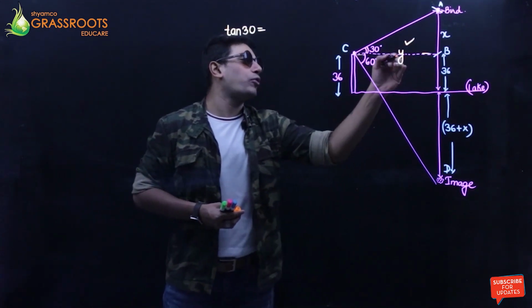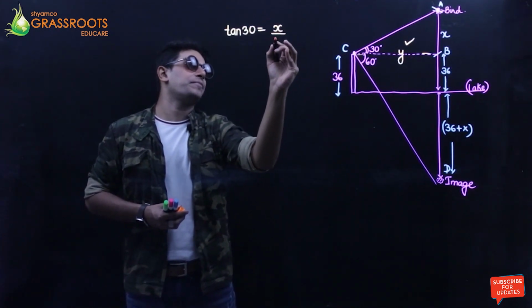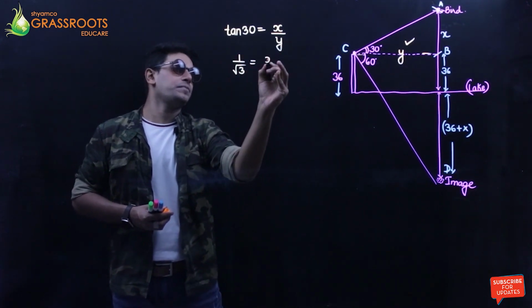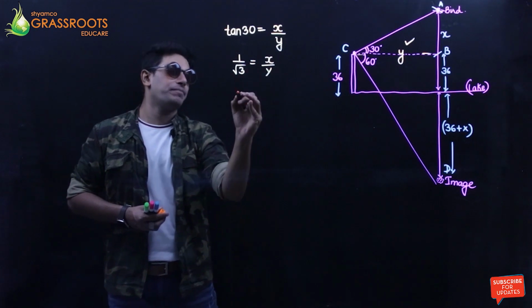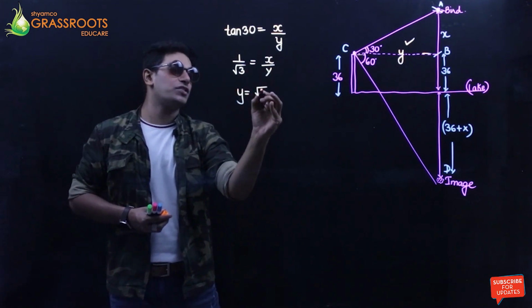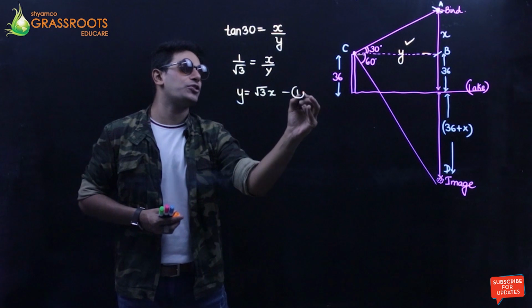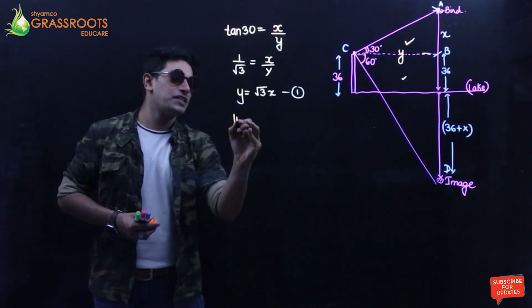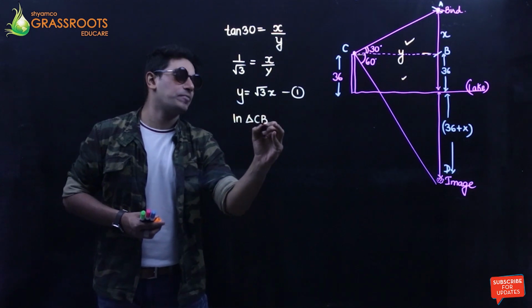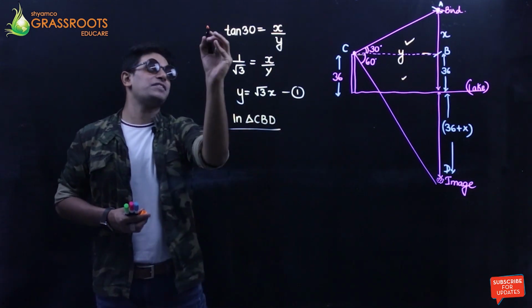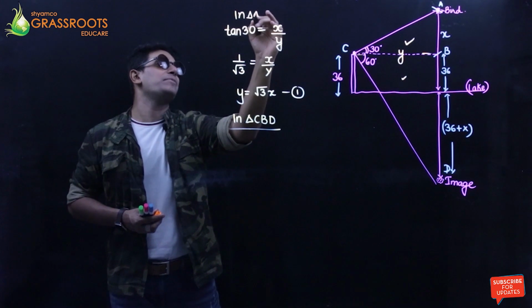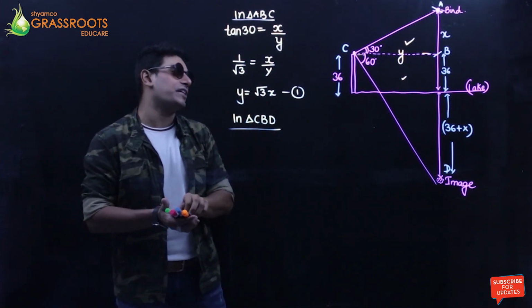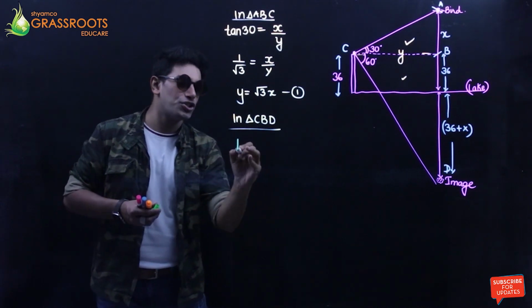It is opposite upon adjacent. Tan 30 is 1 by root 3. Cross multiply. Y is equal to root 3x. Put it as equation 1. Talking about the bottom triangle, that is in triangle CBD. This can be stated in triangle ABC. Alright, what happens in triangle CBD? Tan 60. Be cautious now.